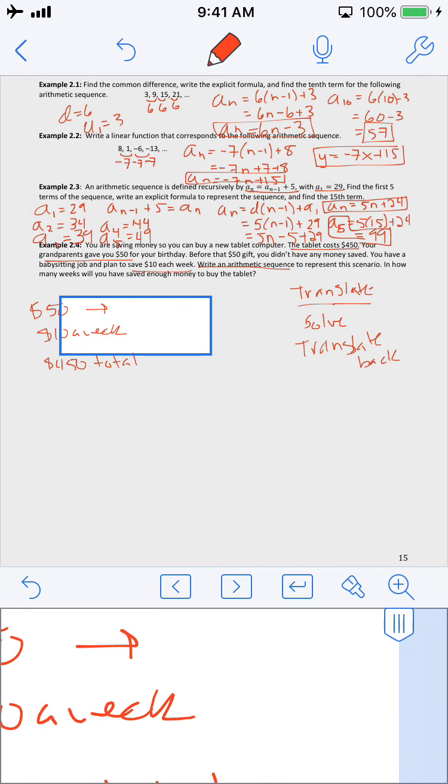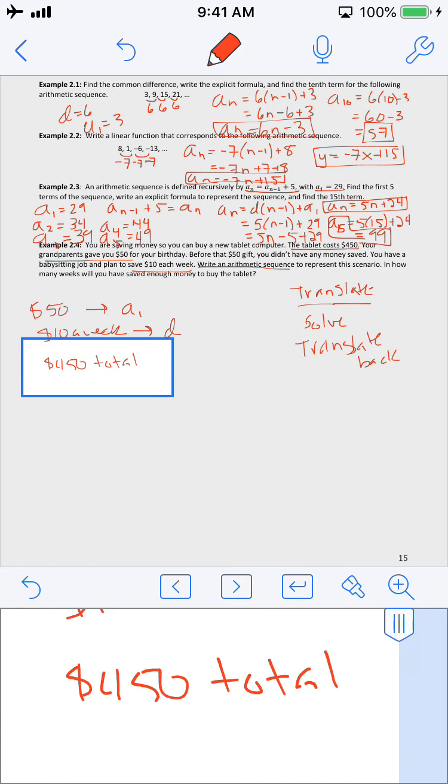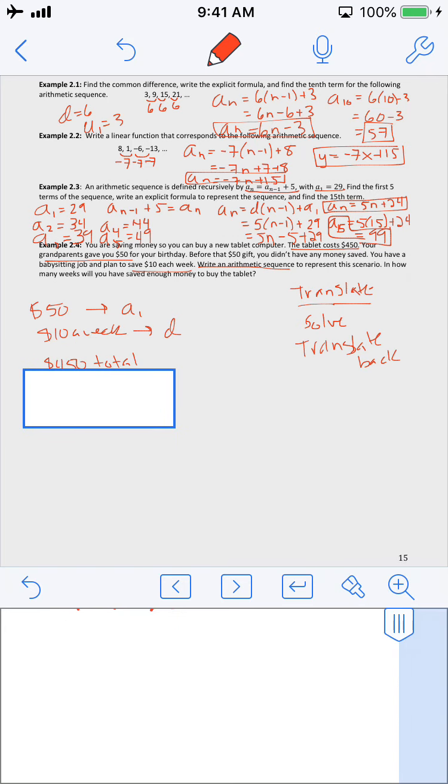So this sounds like a first term to me. I'm going to call that A1. This is me translating this into the math class we have been talking about. $50 or $10 a week sounds like a pattern, so I'm going to call that D. And then I don't know what to make of this yet, so I'm not going to translate that, which is okay, because all I need is to write an arithmetic sequence.